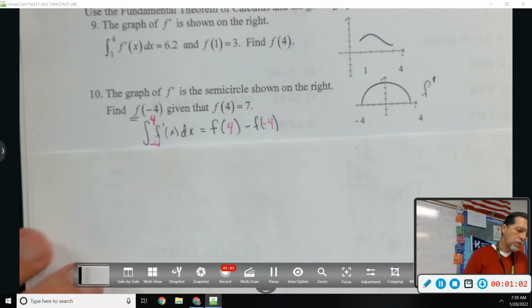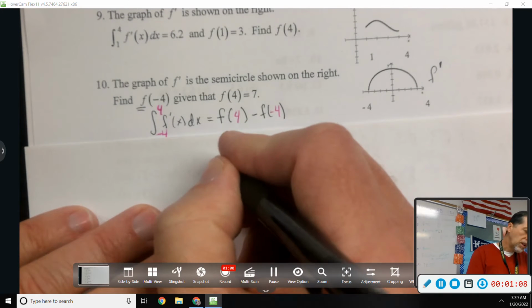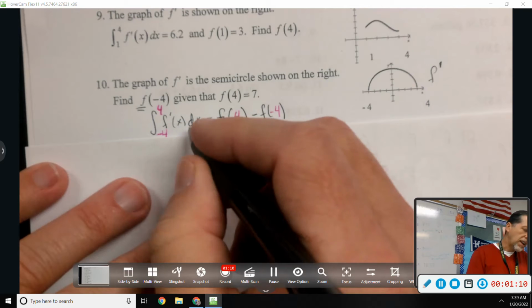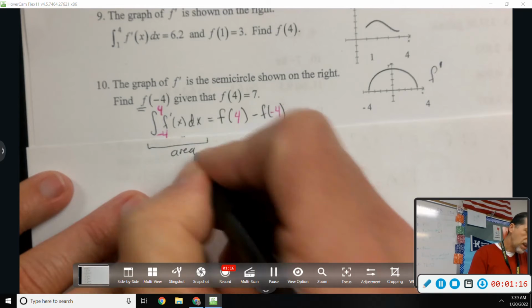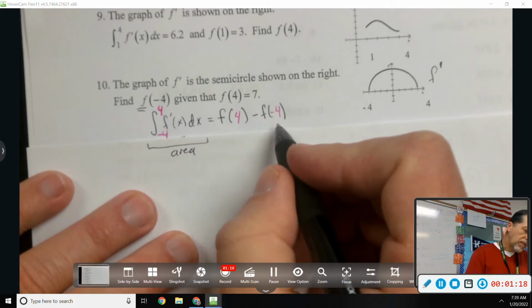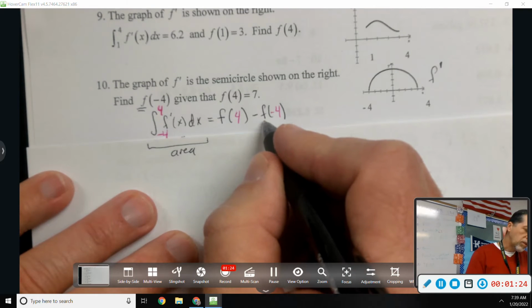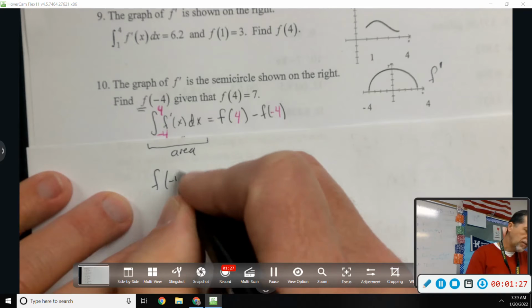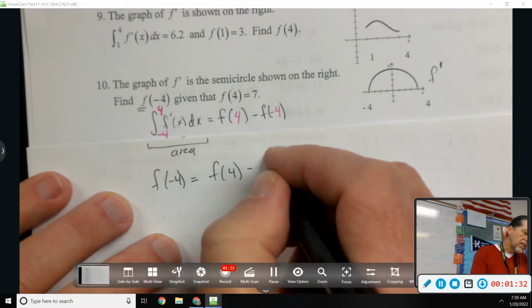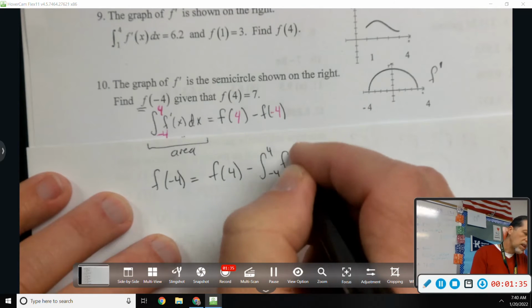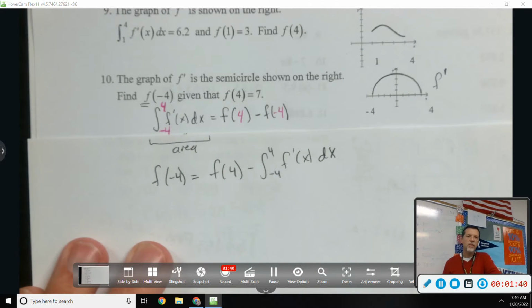Supposed to be working this on a separate sheet of paper, so here we go. Here's my separate sheet of paper. F of 4 we know. This integral we can find out because that integral is also the area. Find f of negative 4. So, let's see, if I do some algebra, f of negative 4 is f of 4 minus that integral. That was just algebra, moving stuff around to put it in the right spot.